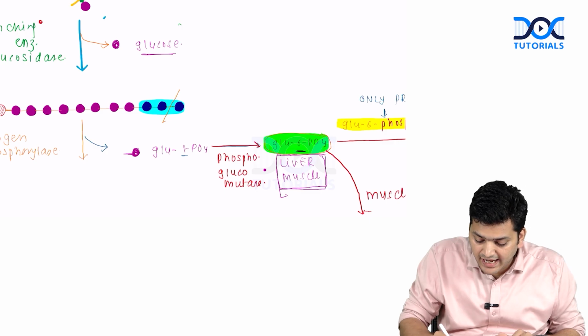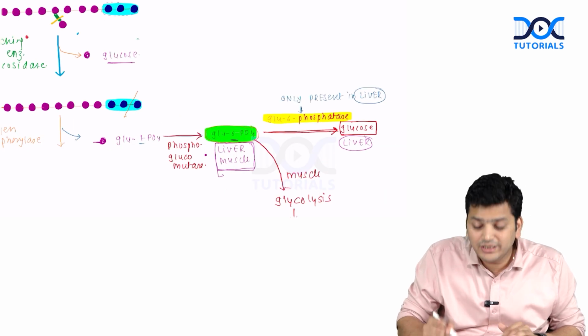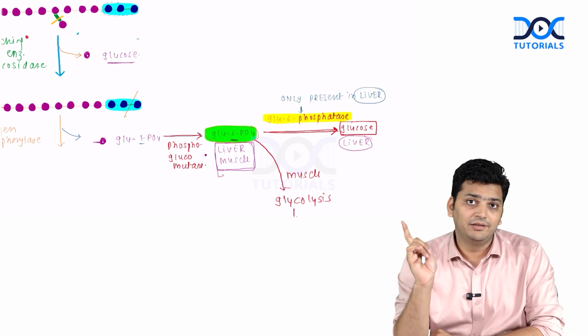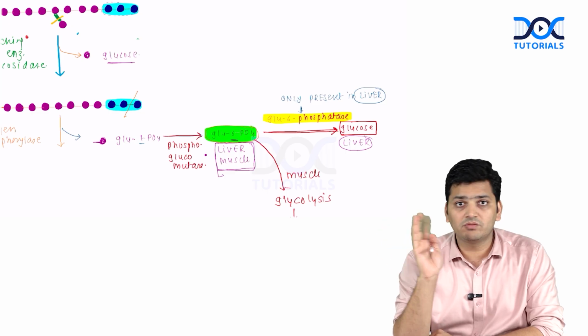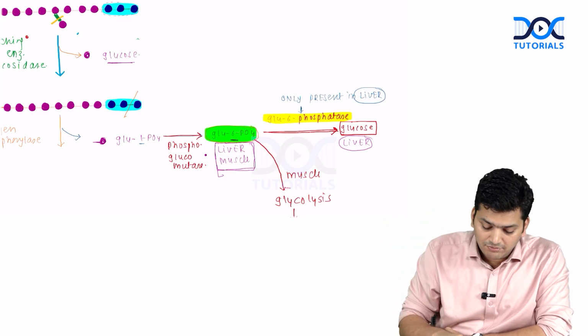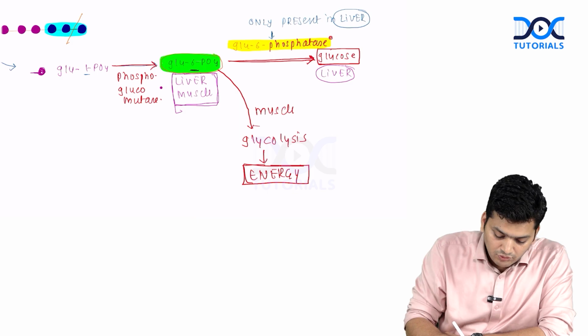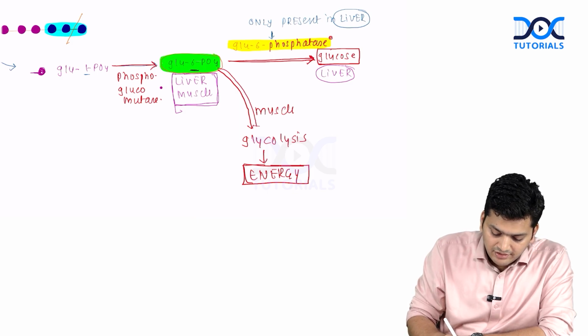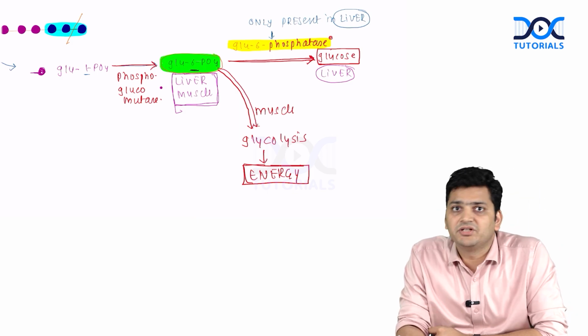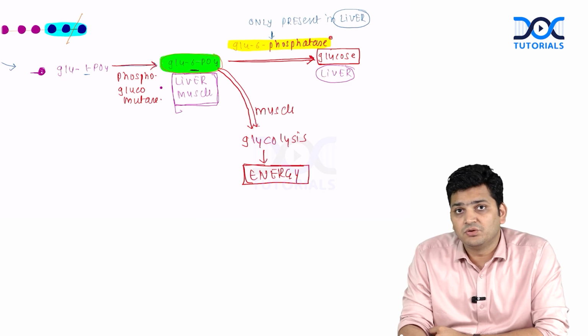And the glucose 6-phosphate can be converted into glucose only in which organ? Liver. So the liver can generate glucose from glycogen. But what will the muscle do? The muscle does not have this enzyme. So the glucose 6-phosphate will directly enter into glycolysis and give energy to the muscles. This is called glycogenolysis.